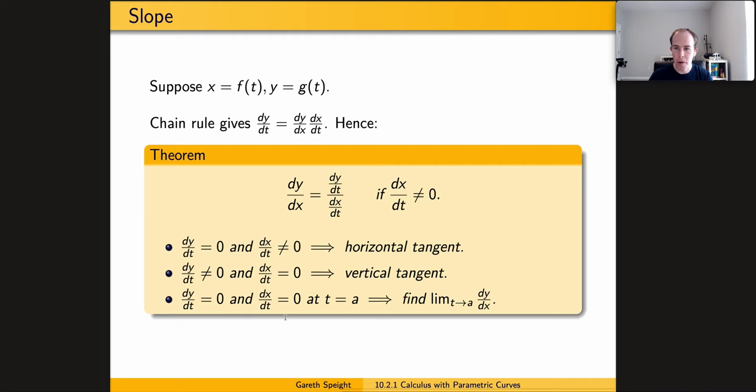And then what happens if they are both zero? Well, then we are kind of stuck at a. But one way to resolve this is not to look at what's happening at a, where they're both zero, but to look at nearby points, and to look at the limit as t approaches a of dy dx. So instead of looking at 0 over 0, we look at what happens as we approach this point and see if we can find the pattern in that case.